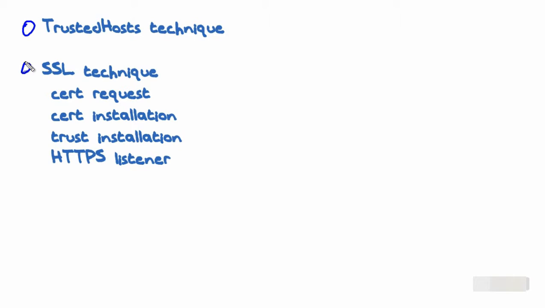Now, this is going to require us to get a certificate, install it, and make sure that both the originating computer and the remote computer trust that certificate. I'm also going to show you how to attach that certificate to a WinRM HTTPS listener and close the loop on this whole thing and make it happen.